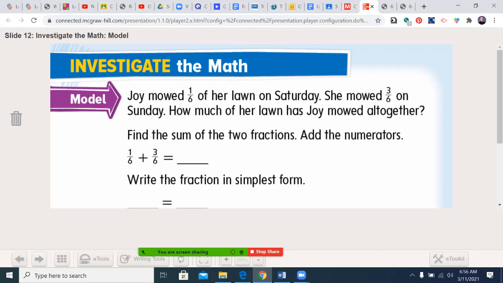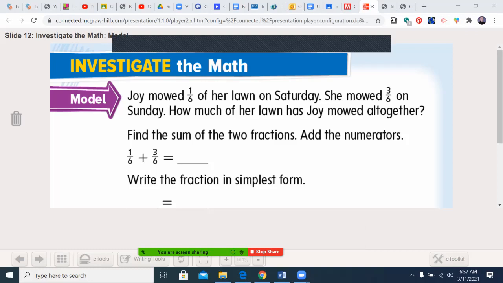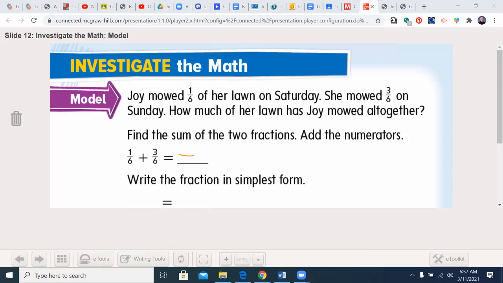Joy mowed 1/6 of her lawn on a Saturday. She mowed 3/6 on Sunday. How much of her lawn has Joy mowed altogether? It's an interesting system for mowing the lawn. So I go here and I add 1 plus 3. And I do not ever add the denominator. So I just write a 6 here.